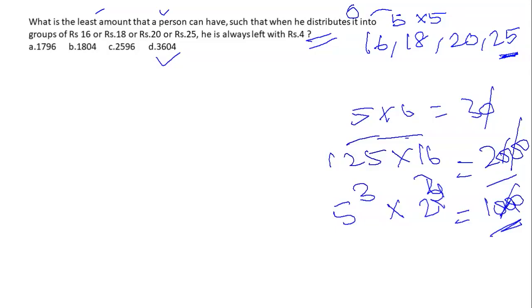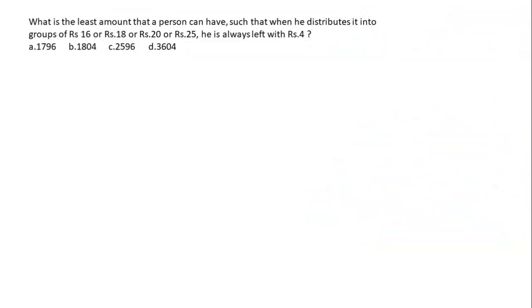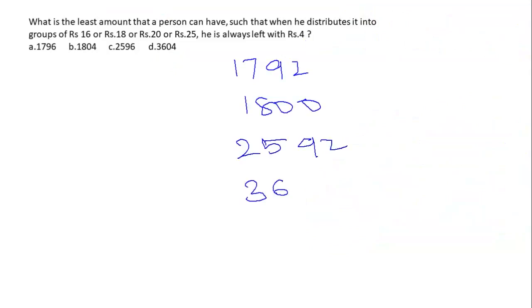Here, the number of 2s or even numbers and the number of 5s matters because that will decide the number of zeros. Basically, it is understandable that the number of 2s is going to be more than the number of 5s. Obvious? So with that pattern, we have 25 here. So the option minus 4, the last 2 digits should be 00. So we have 1792, then we'll have 1800, then we'll have 2592, then we'll have 3600. Got it? These 2 are not working because they are not ending with 00. So these 2 should be your answer.